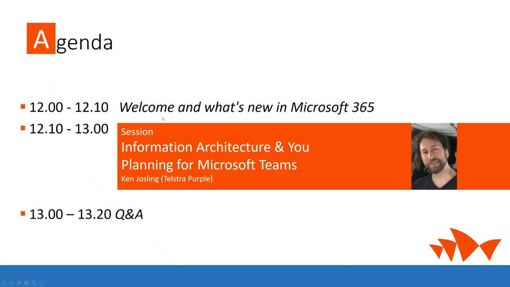We're going to cover a couple of new features in Office 365 just briefly before we start into the main topic today, which is going to be around information architecture and how we can use some of the practices to plan for Microsoft Teams deployment. And we're going to go through a real life example that we've worked on here at Telstra Purple around this concept of what we call a customer site. We're going to wrap up at the top of the hour with a Q&A.